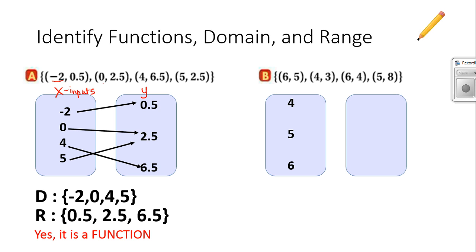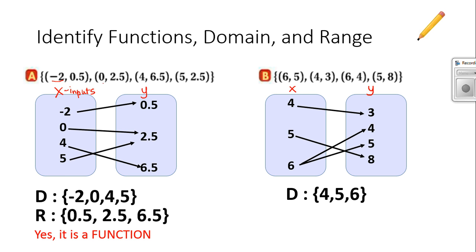Okay, so let's do the same thing when I get a set of ordered pairs. I'm going to put them in a mapping. I'm going to say my domain is my inputs. That's my X values. My range is my Y's, and I'm going to map it. I'm going to draw an arrow to where things should go. So 6 goes to 5, 4 goes to 3, 6 goes to 4, and 5 goes to 8. Now my domain is 4, 5, 6. My range is 3, 4, 5, 8.